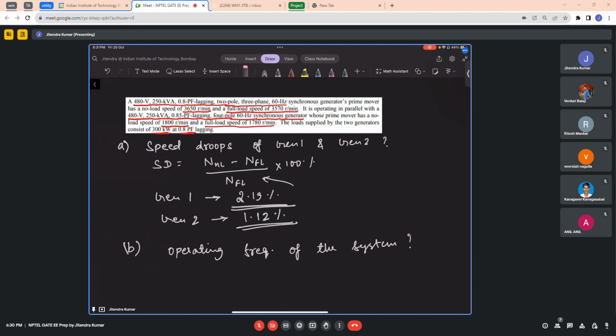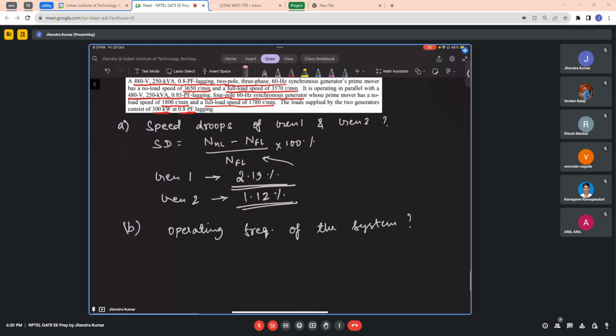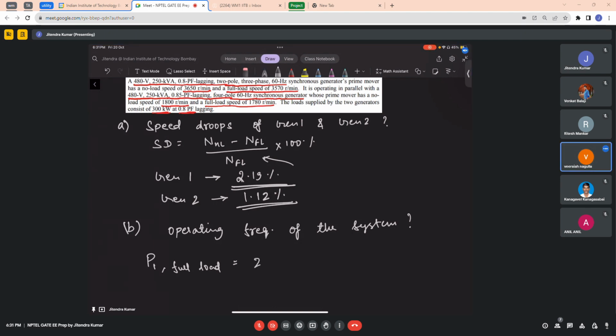So, first things first, how much is the power output, or the maximum power supplied, by each generator, that we will see. Let me write it here. The maximum power that can be supplied from generator 1 at full load will be how much? 200 kilowatt.